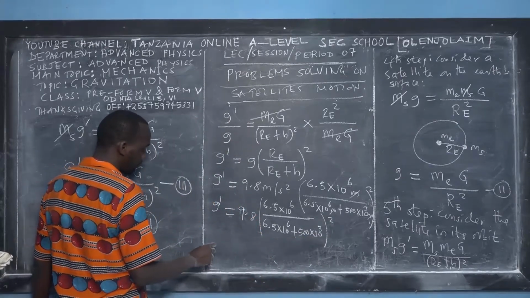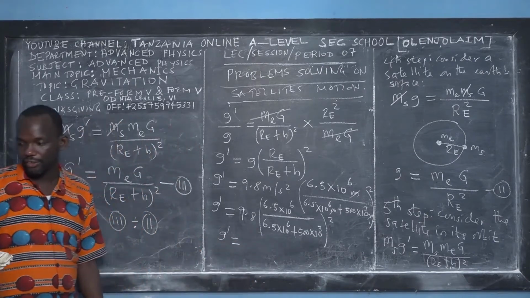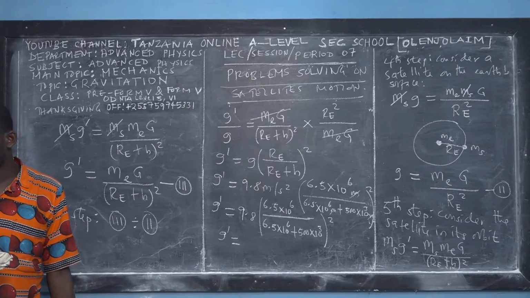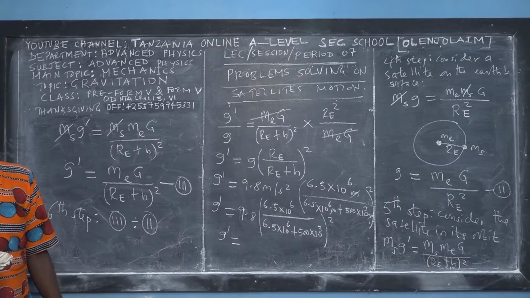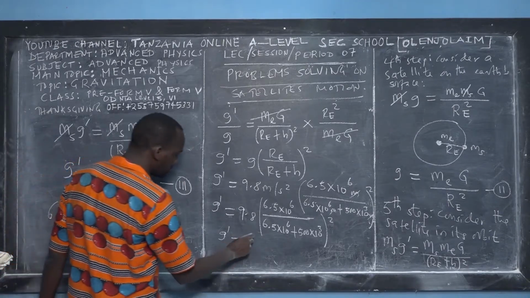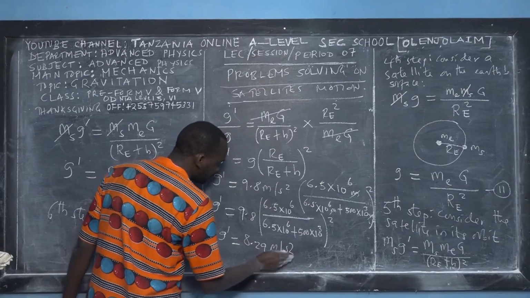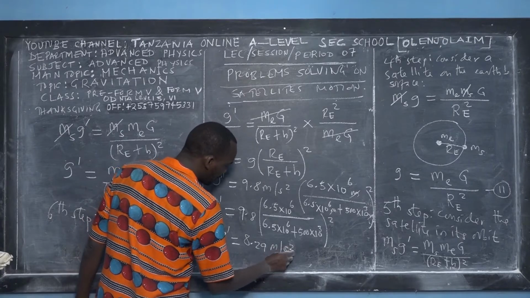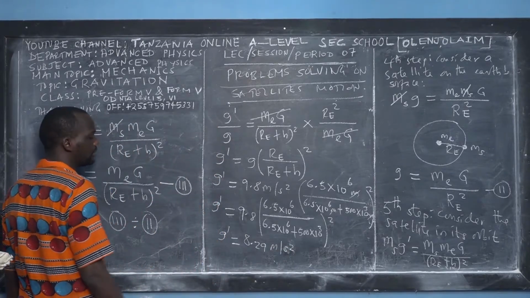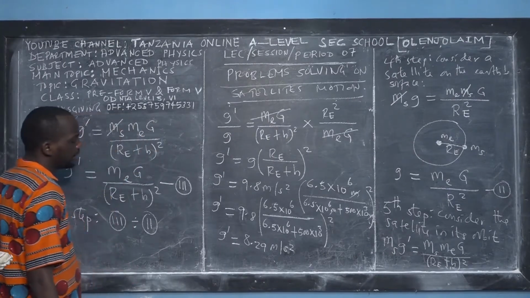So when you do your computation by using your scientific calculator, you will find that acceleration due to the gravity on the satellite's surface is 8.29 meter per second square. So 8.29 meter per second square. That's the value for acceleration gravity on there.